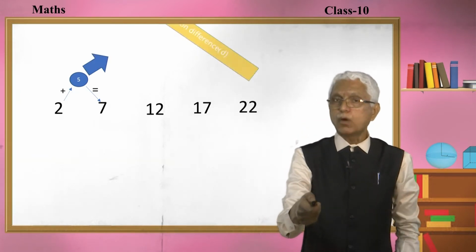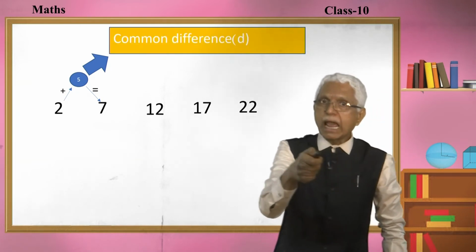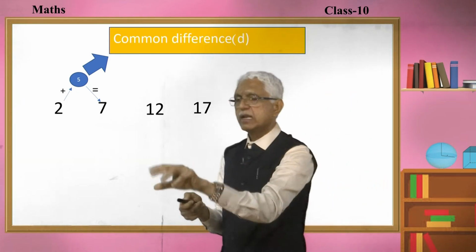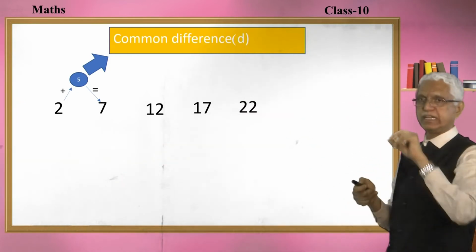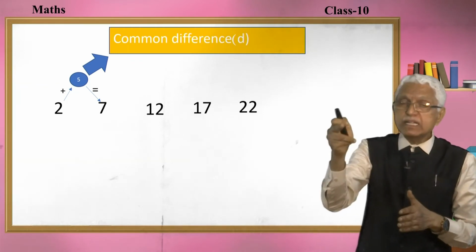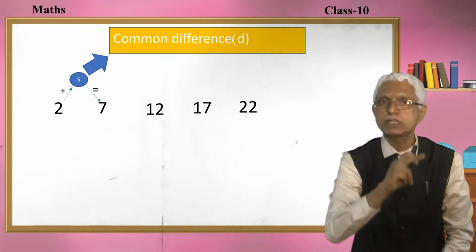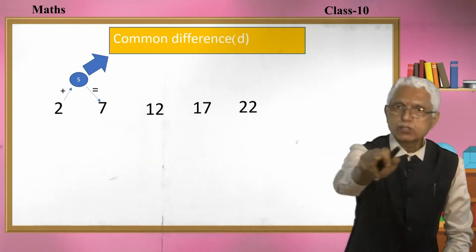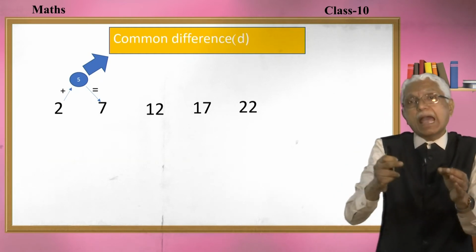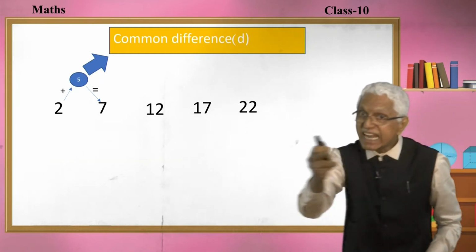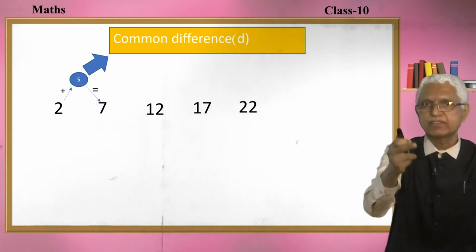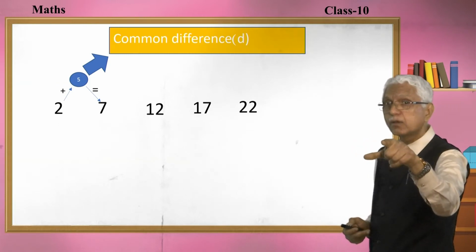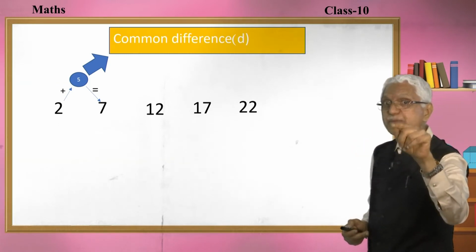Correct? So, what has happened? I went on adding 5. I started with 2, added 5 to get 7, added 5 to get 12, added 5 to get 17, added 5 to get 22. So, that common difference, please observe, 7 minus 2 is 5, 12 minus 7 is 5, 17 minus 12 is 5, 22 minus 17 is 5. So, we went on adding that common difference to get this list of numbers 2, 7, 12, 17, 22. Hence, what do we call it? It is called an arithmetic progression.